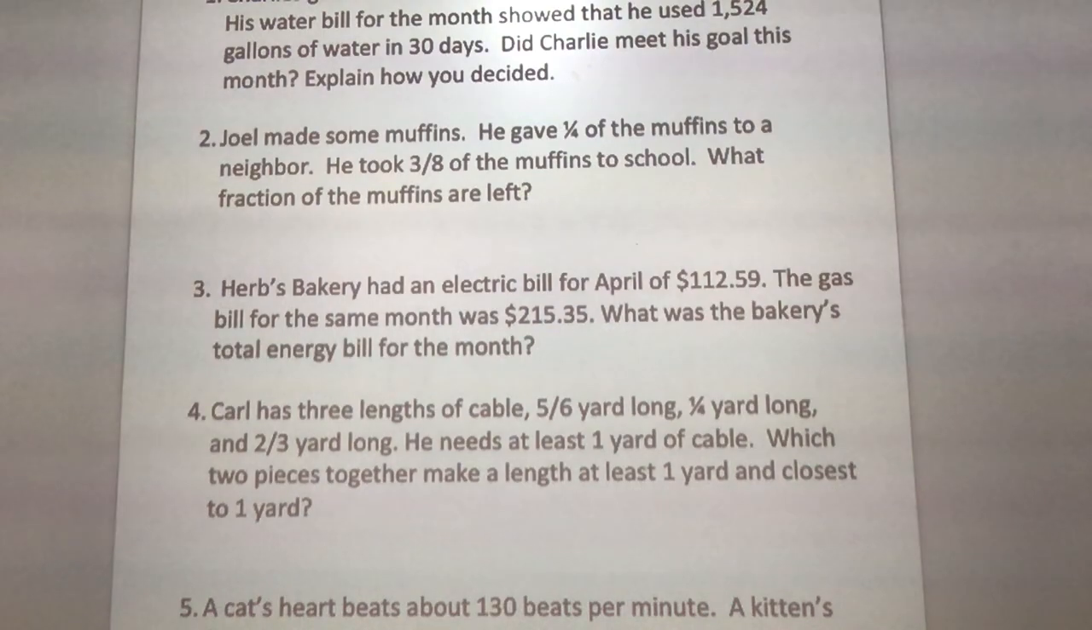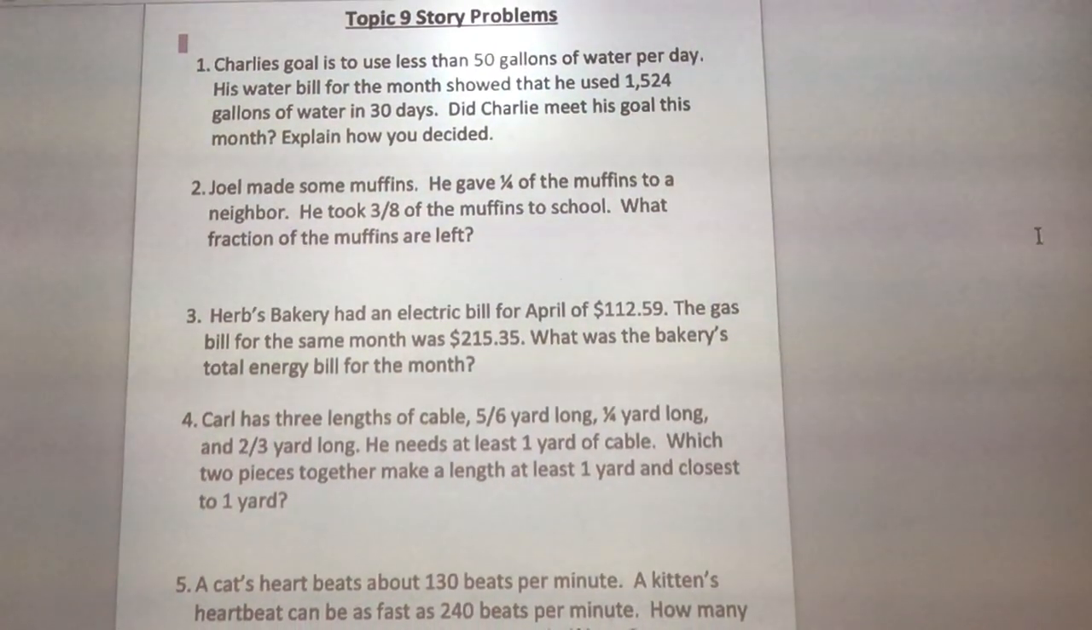I want you to share your answer with somebody in your area. Tell me your equation and your solution.